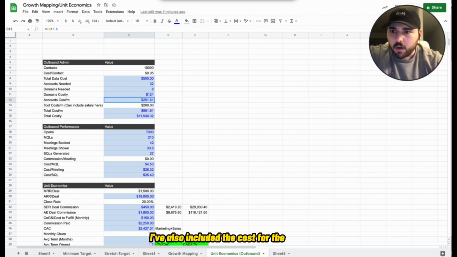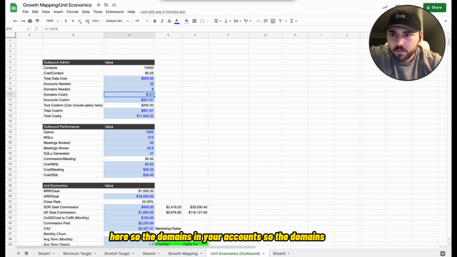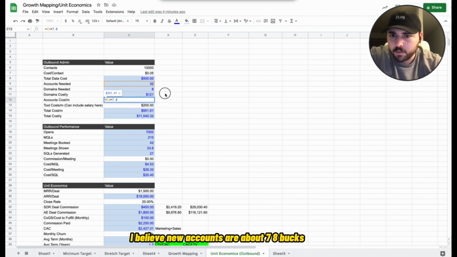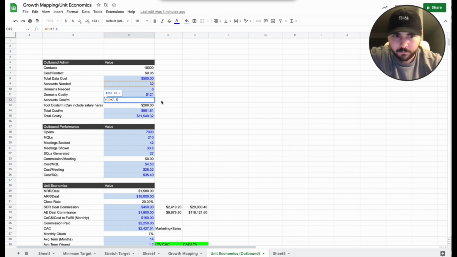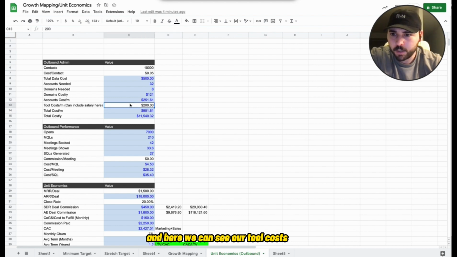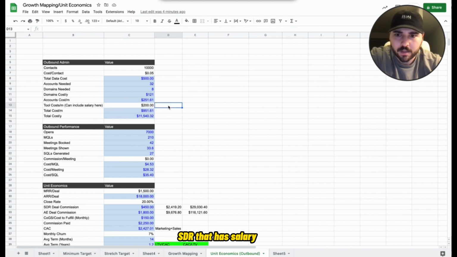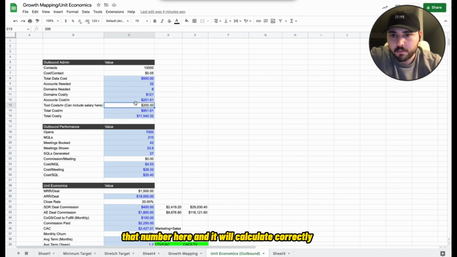I've also included the costs for the administrative stuff here, so the domains and your accounts. The domains, that's on a yearly basis, they're like 15, 20 bucks. I believe new accounts are about $7 to $8, $7.80 if I remember correctly, per month. And here we can see our tool costs, or if you have an SDR that has a salary, you can put that number here and it will calculate correctly.